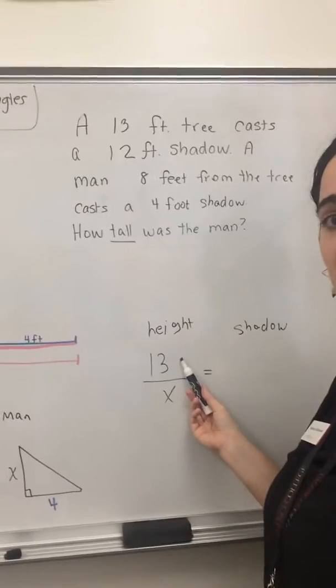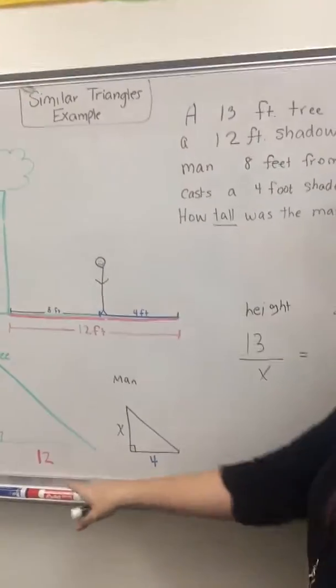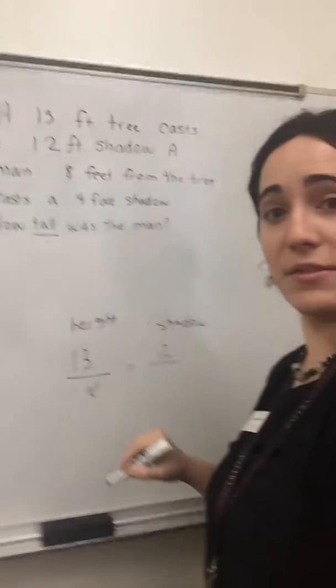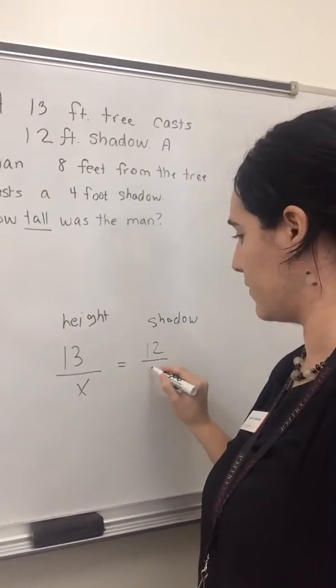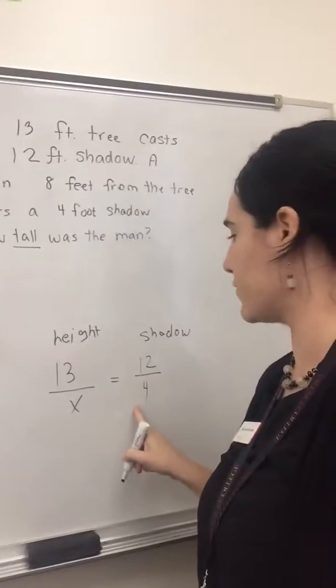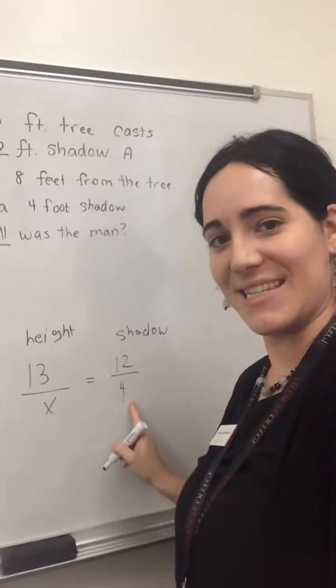For the shadow, again, we did the big triangle over the small triangle. Let's be consistent. For the shadow length, the big triangle had a length of 12, and the small triangle had a length of 4. Now we have two ratios, one for the height, one for the shadow. Big over small, just being consistent is important.